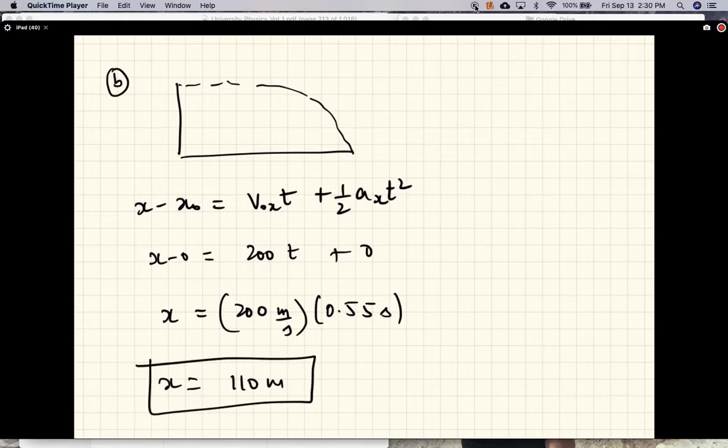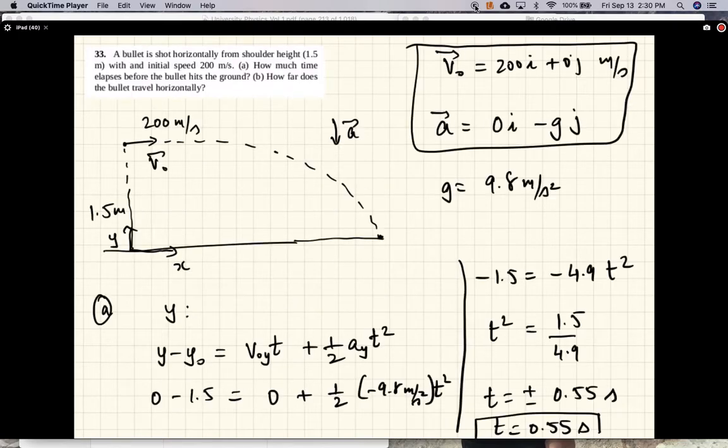Okay. All right. So again, in all these problems, what you want to do is write your initial velocity in vector form, your acceleration in vector form, and then use the kinematic equations to solve these problems. Okay.